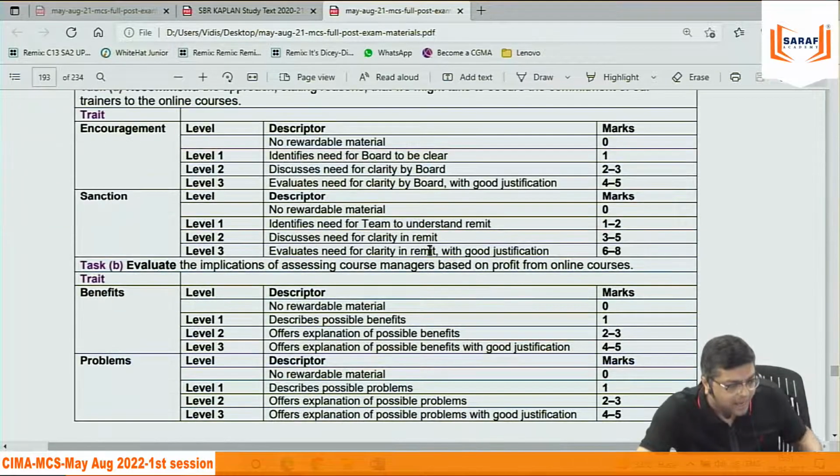Ye wo log marking guidelines dete hain, which I follow when I check your answers in the class. Level 1 write-up, first of all, no renewable. That means whatever you student has written fully bogus. Not at all relevant with the question. Laddu. Second, level 1. Identify need for board to be clear. Matlab, samajh mein aa gaya kya hai? But likh nahi paaye. Discuss need for clarity. Thoda bahut likha. Proper clarity. Sab kuch achche se samjhaya. Then the marks will be awarded.